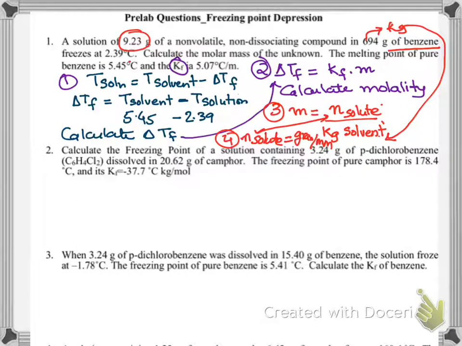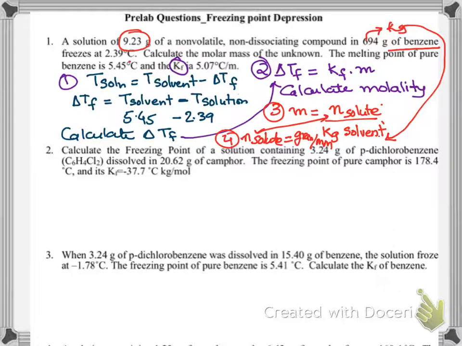The melting point of pure benzene, which is a solvent, is given and the Kf value is given. In the freezing point depression video, which is labeled as colligative properties, we saw that when you add an unknown solute, the freezing point of the pure solvent decreases. I discussed this formula, T solution equals T solvent minus delta Tf. And so delta Tf is basically T solvent minus T solution.